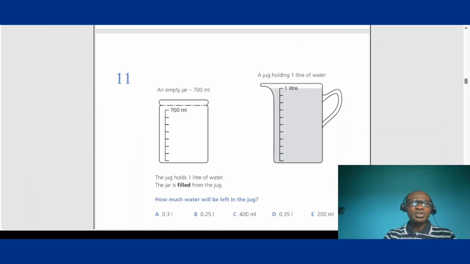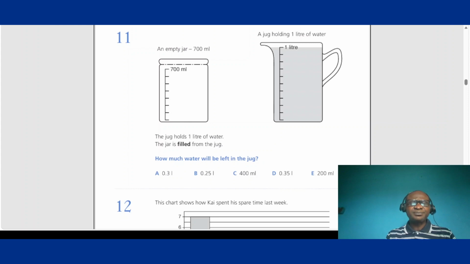We move to question number 11. Here we are given, say a jug holds 1 liter. Here is a jug. 1 liter is equal to 1000 ml. Now, the jar is filled from the jug. So if you want to take the water in the jug to fill the jar, and the capacity of the jar is 700, how much water will be left in the jug? So what it means is 1000 subtract 700. That will give us 300. So that should be 300 ml.